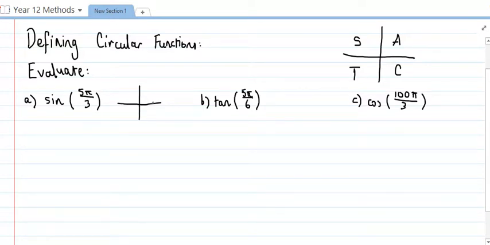So 5 pi over 3. Now that's obviously broken into units, a multiple of pi over 3. So if I count by pi over 3, I can go pi over 3, 2 pi over 3, 3 pi over 3, which is just pi. Then 4 pi over 3, 5 pi over 3 is going to be down here somewhere. So I might just draw a quick sketch going out there. So the angle that I've turned through there is 5 pi on 3.